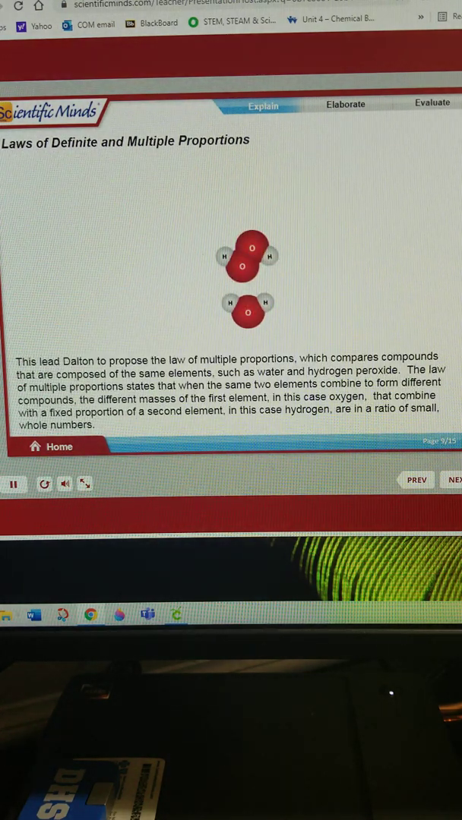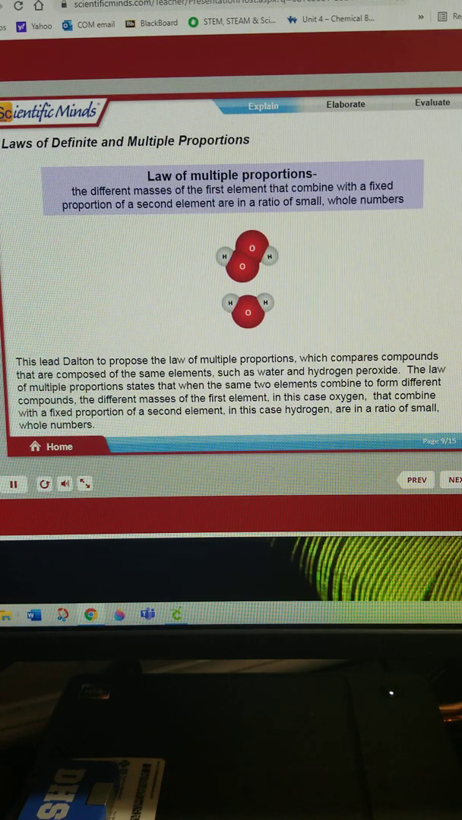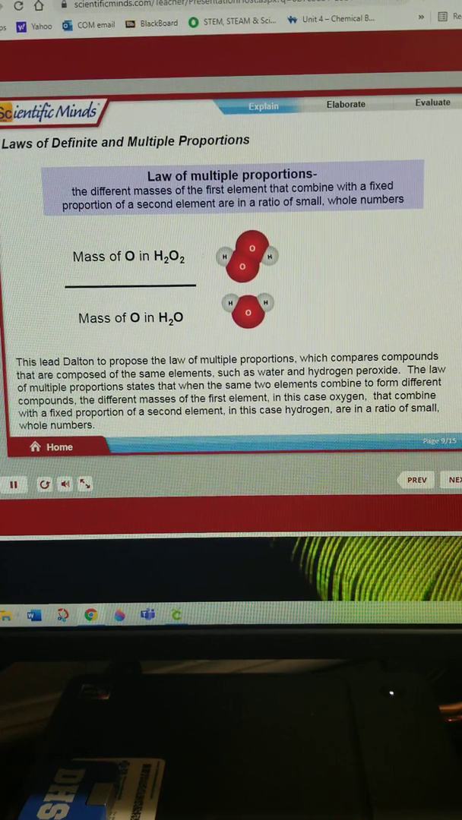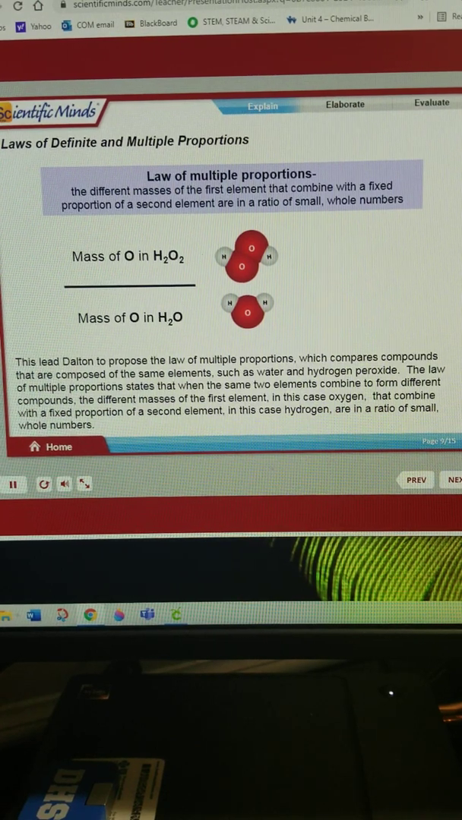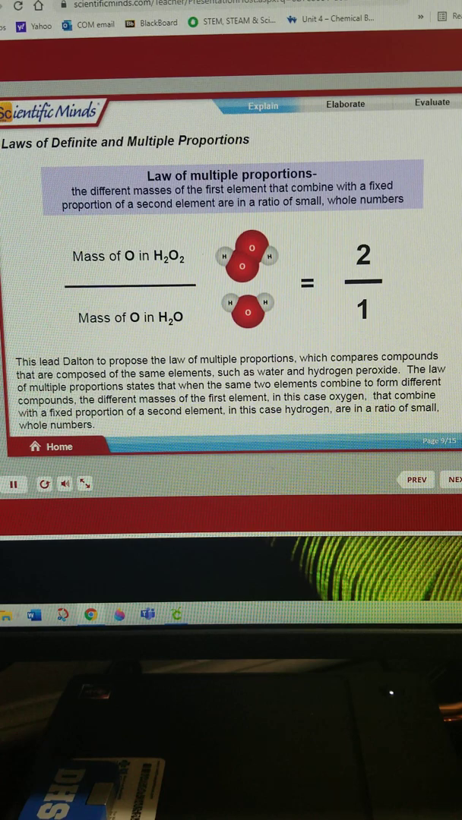This led Dalton to propose the law of multiple proportions, which compares compounds that are composed of the same elements, such as water and hydrogen peroxide. The law of multiple proportions states that when the same 2 elements combine to form different compounds, the different masses of the first element, in this case oxygen, that combine with a fixed proportion of a second element, in this case hydrogen, are in a ratio of small whole numbers.